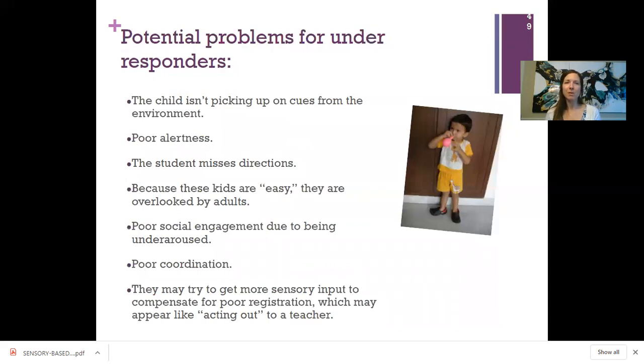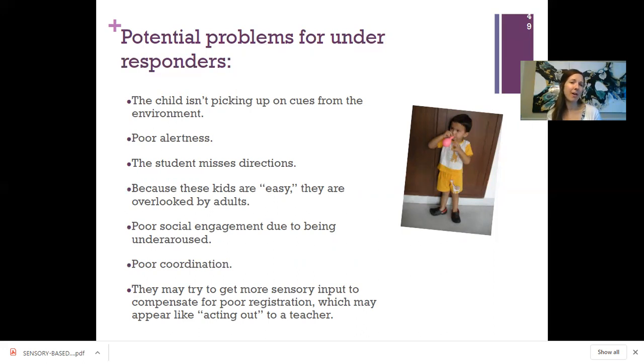Potential problems for under-responders: the child's not picking up cues from the environment as they would be expected to. They might not be very alert. They may miss directions and cues from the environment. Sometimes these kids are considered easy kids because they're easygoing, and they get overlooked. But if they're not understanding the cues in the classroom, they're not going to participate fully. So make sure you're seeing these kids and understanding that they might need extra cueing or extra help to know what's going on.